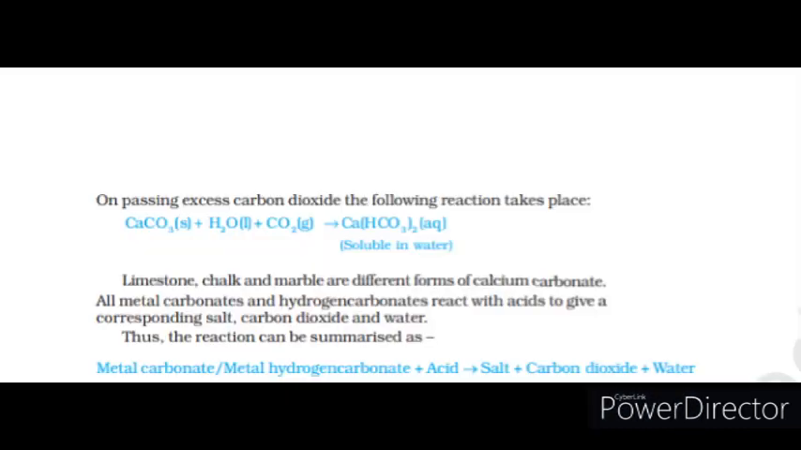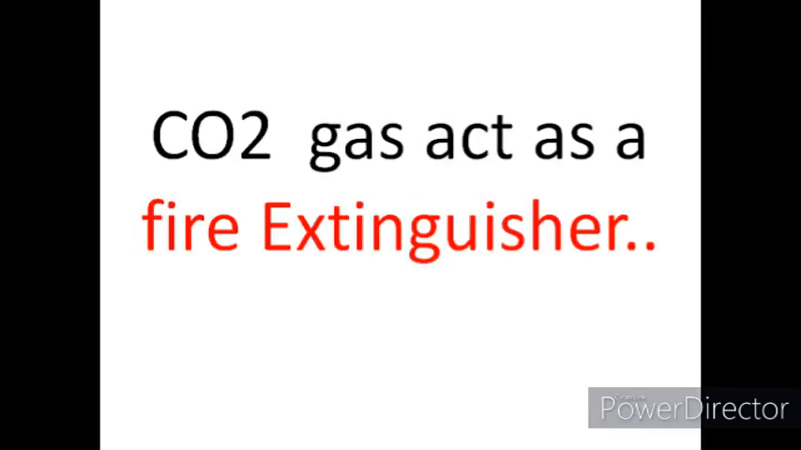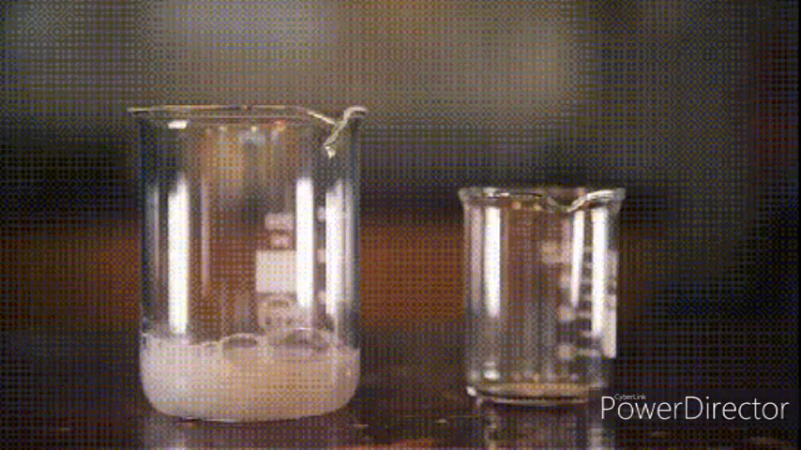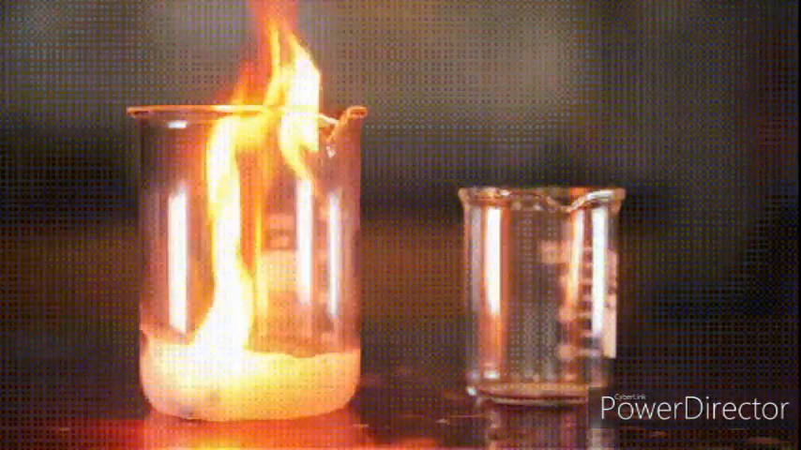Now even after lime water turns milky, if you still pass carbon dioxide through it, you will see that the milky appearance will suddenly disappear. This is because it will form calcium hydrogen carbonate, which is highly soluble in water. Now as we know, carbon dioxide acts as a fire extinguisher, so you can check for carbon dioxide by bringing a candle near it. If it extinguishes the flame, it means the gas liberated is carbon dioxide. Now this is how you can test it.